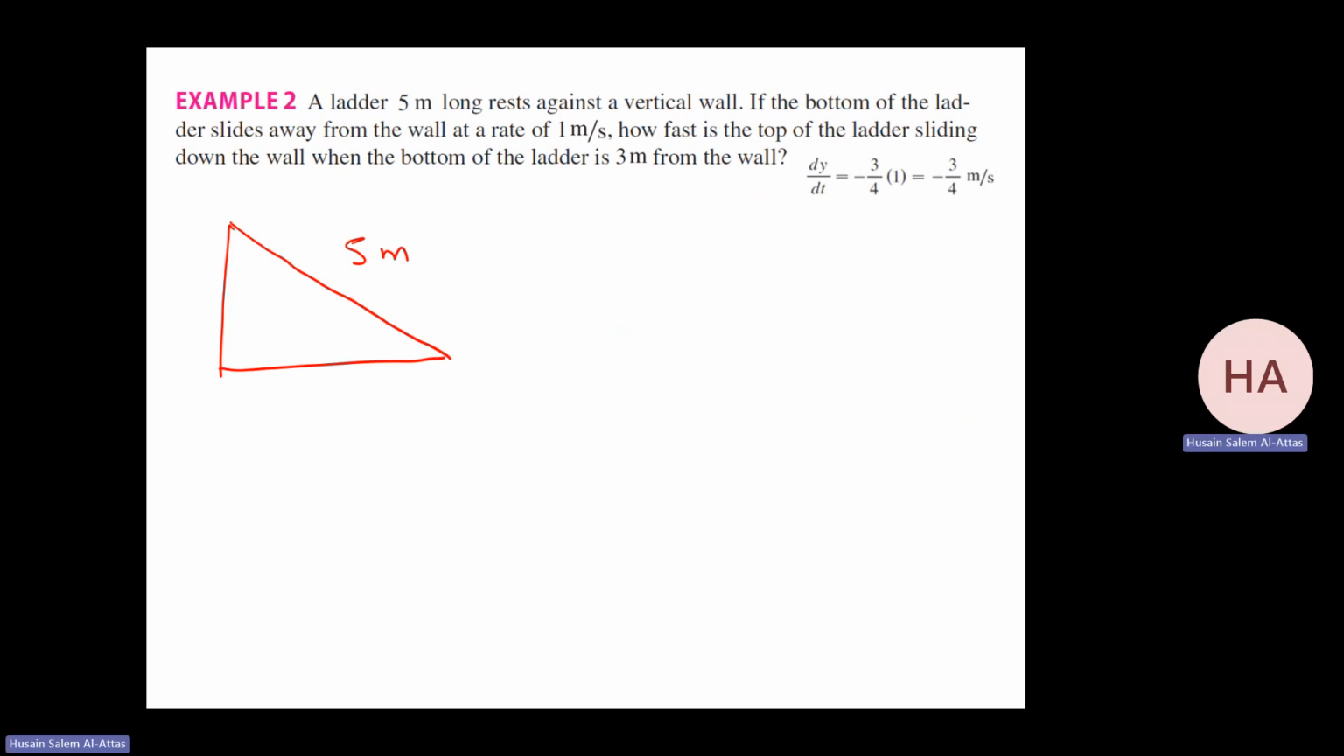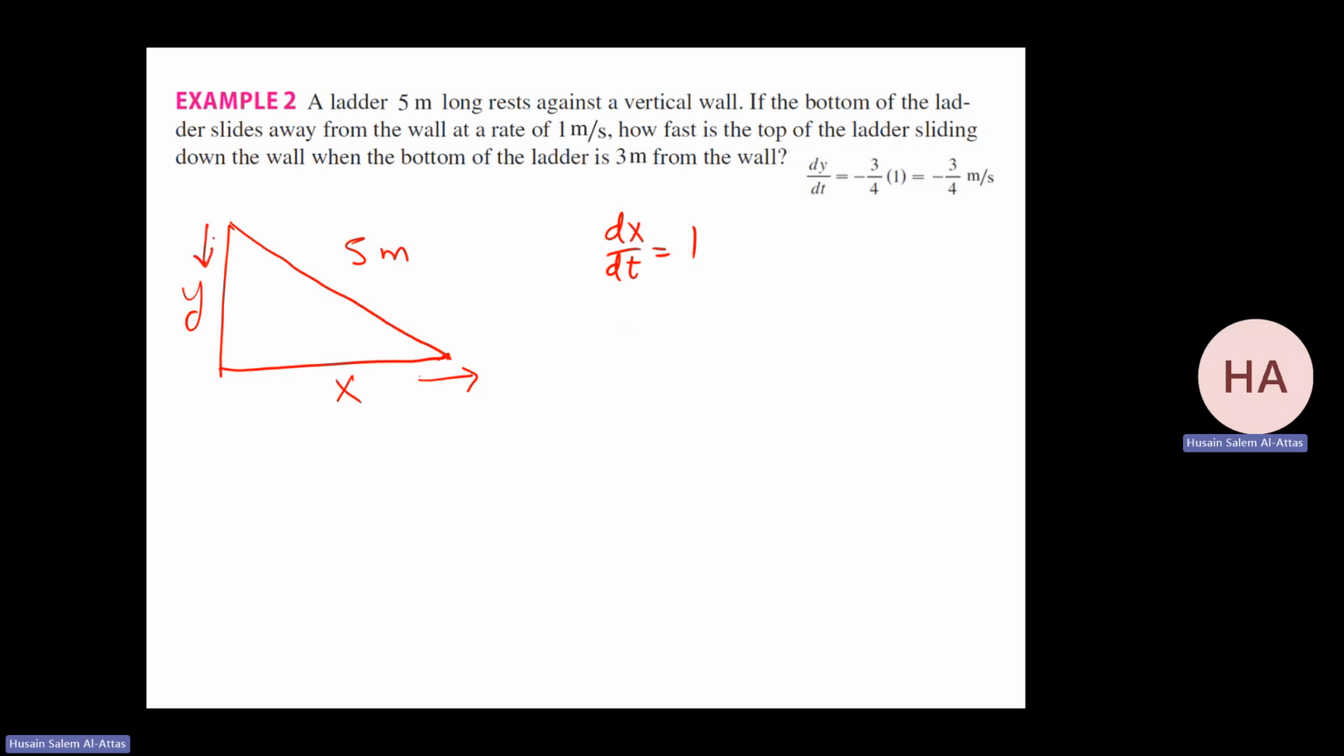Yeah, rest against the vertical wall. If the bottom of the ladder slides away, the bottom of the ladder, this is the bottom of the ladder, slides in this way at a rate of 1 meter. So let me call this x, let me call this y. Okay. So I have dx by dt equals 1. How fast is the top of the ladder sliding down?